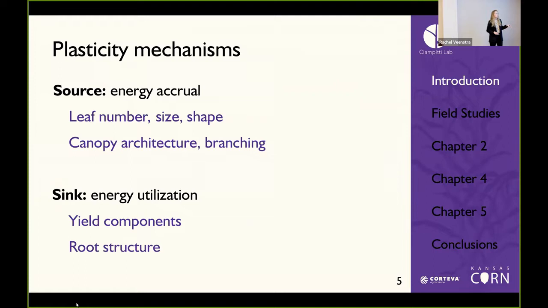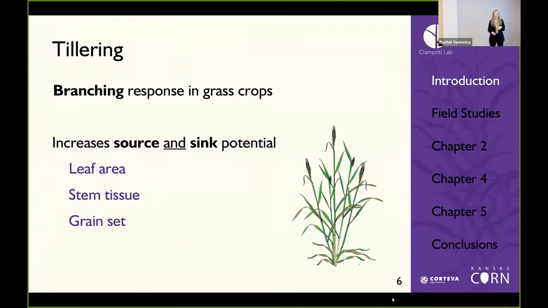Broadly, we can categorize these plasticity mechanisms into source and sink. Source is energy accrual. Examples of that would be the number of leaves, the size of the leaves, the morphology of the plant, the architecture of the canopy, all of those types of things. The sink is where that energy is going to, what it's being used for. Examples of that would be our yield components and our root structure.